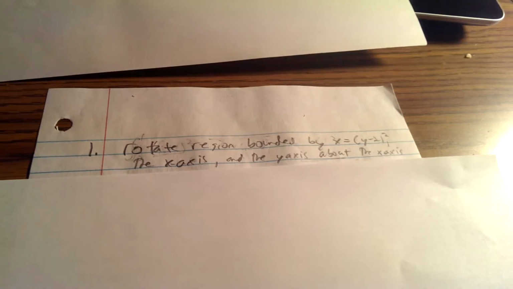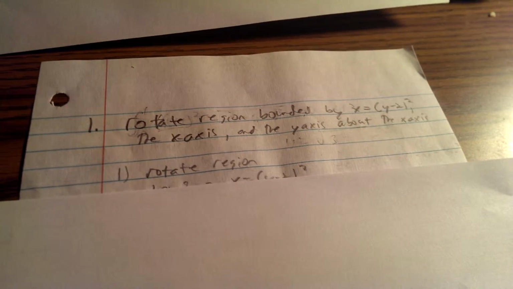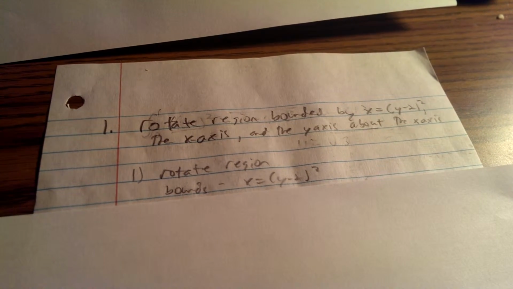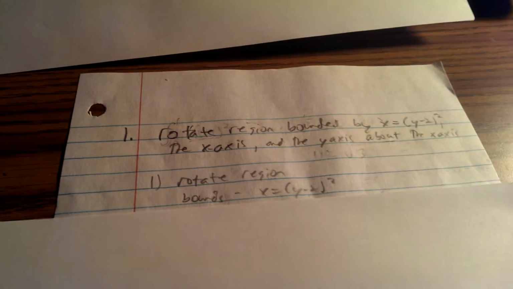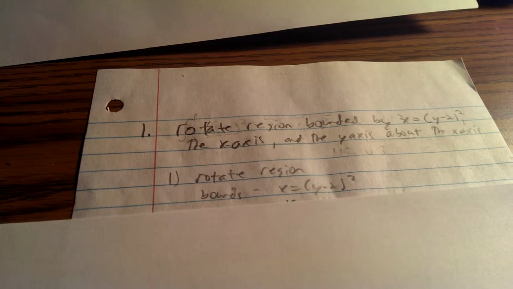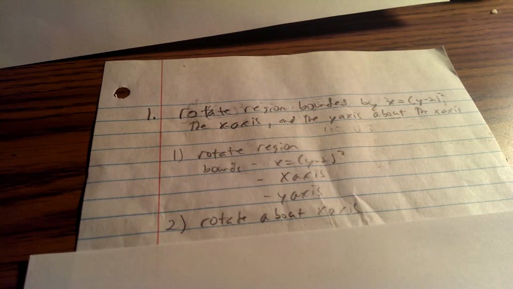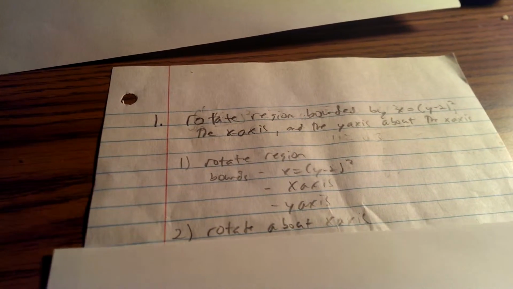We are rotating the region bounded by x equals (y minus 2) squared, the x-axis, and the y-axis about the x-axis. So the first thing we will note is that we are rotating the region. The region that we are rotating, the bounds of it are x equals (y minus 2) squared, the x-axis, and the y-axis. The second thing is we are rotating about the x-axis.